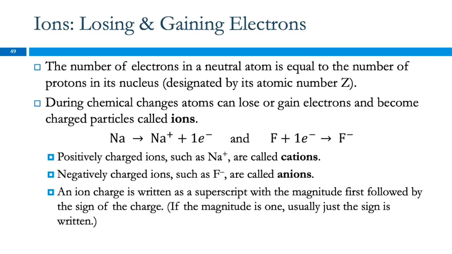So what about the number of electrons? Well, atoms are neutral. They have no net electrical charge. And so the number of protons has to equal the number of electrons.